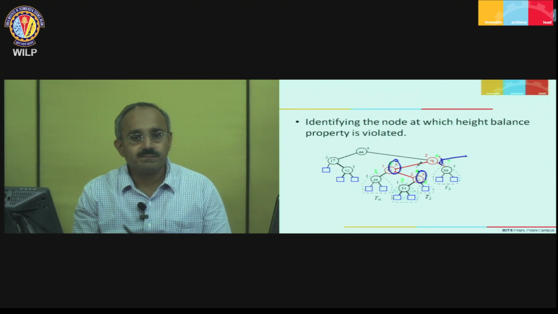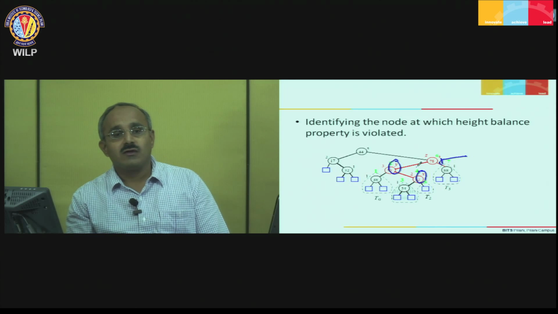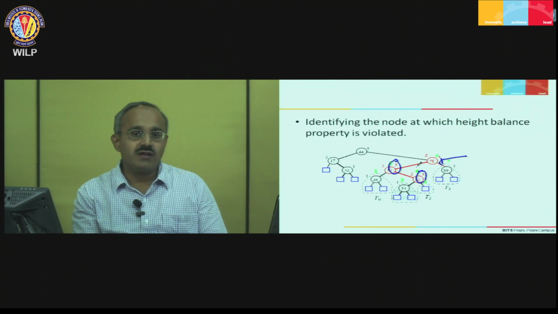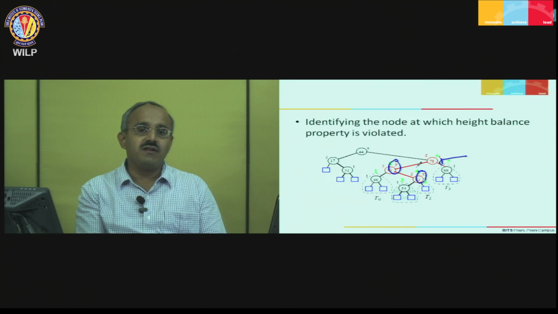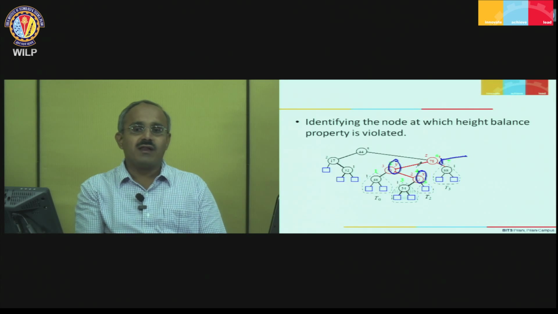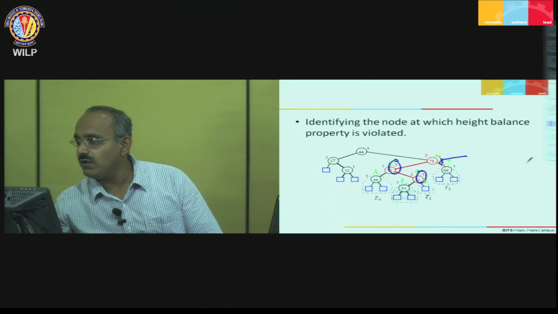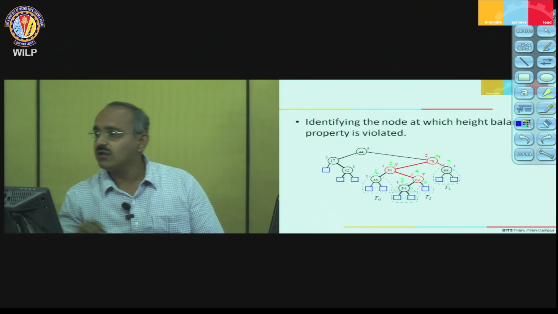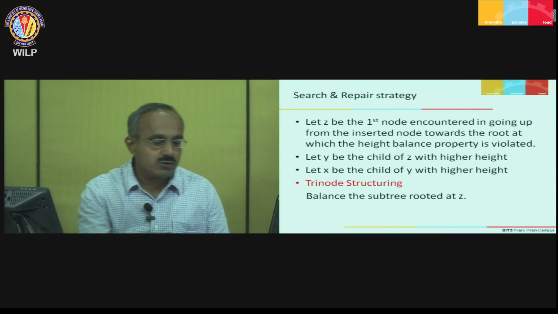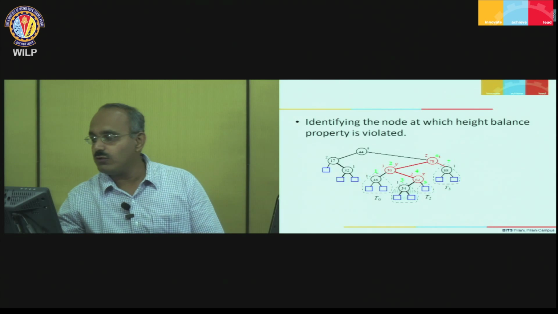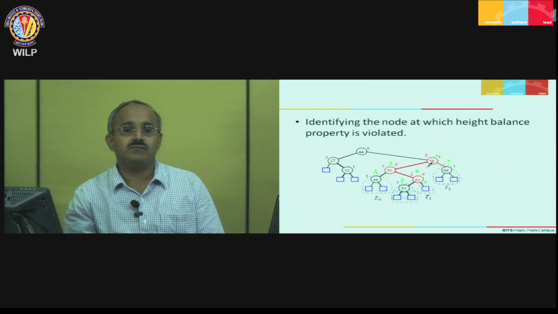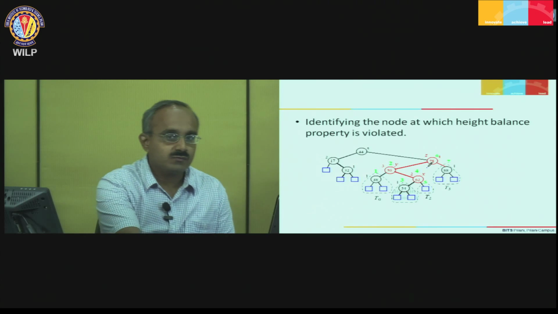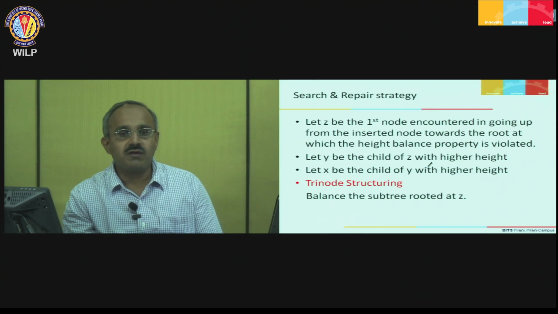Once we see where the property is violated, we call it Z. Y and X are identified by looking at their subtrees with a higher height. So, we label Z, Y, X with this convention. Now, we know that the height balance property is violated at Z. So, we try to balance the subtree rooted at Z.